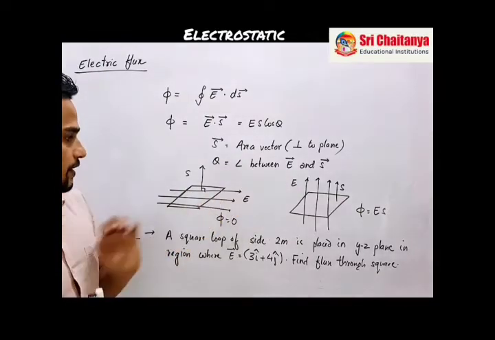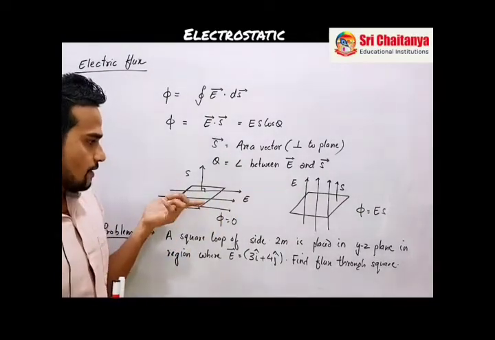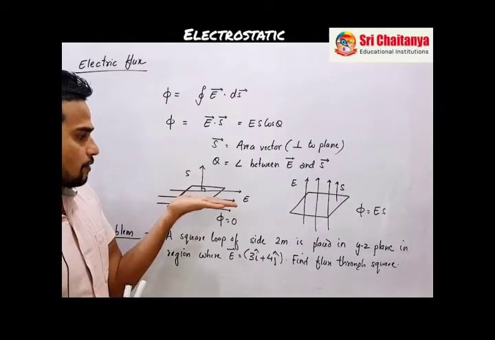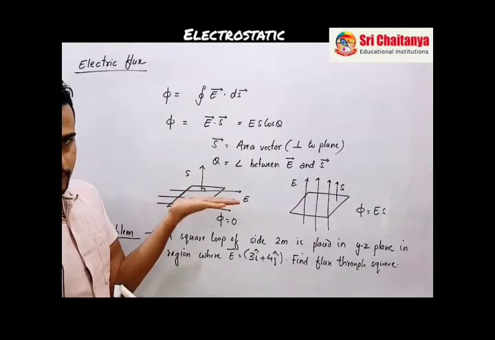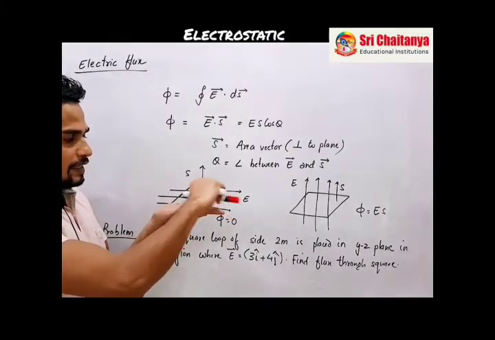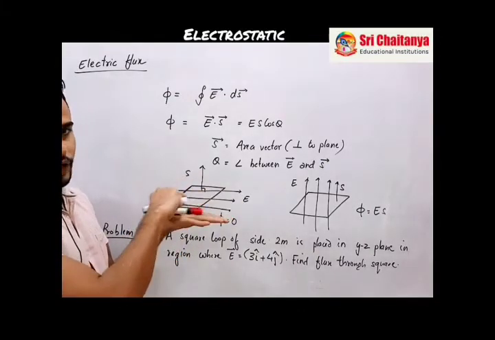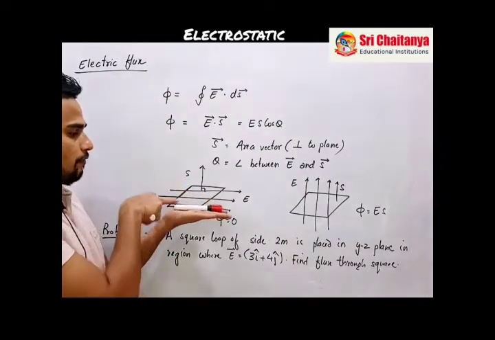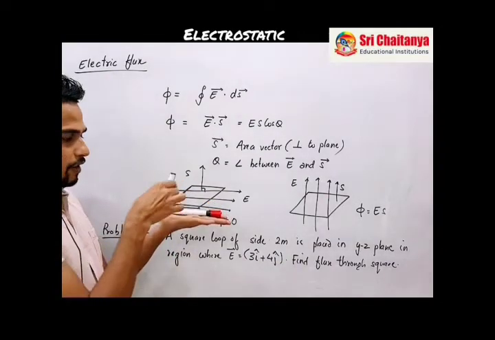For example, just see here. If you see this situation, here you are having one square plate or one loop like this. Now electric field lines are like this. These are your electric field lines. Someone is asking what will be the flux through this loop. So we'll be saying flux through this loop.